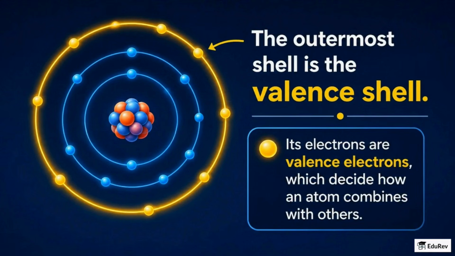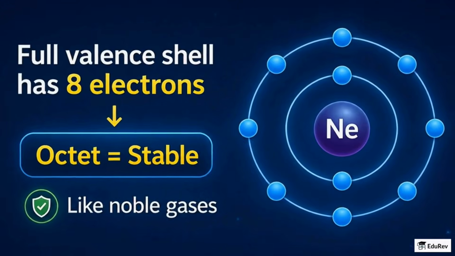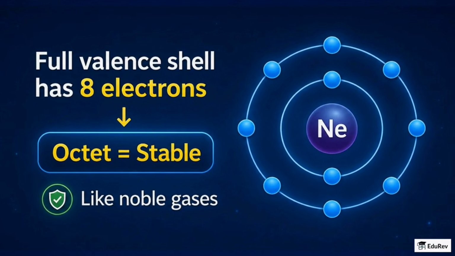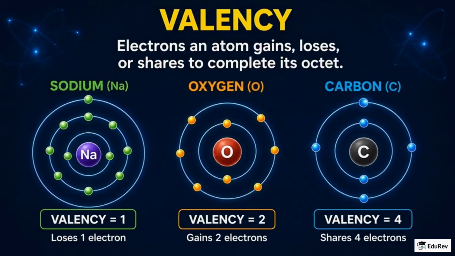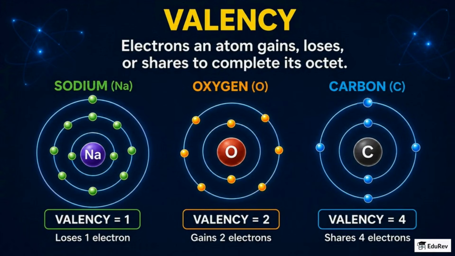The outermost shell is the valence shell, and its electrons are valence electrons, which decide how an atom combines with others. If the valence shell has 8 electrons, it is an octet, and the atom is usually stable, like noble gases. Valency is the number of electrons an atom gains, loses, or shares to complete its octet. For example, sodium has valency 1, oxygen valency 2, carbon valency 4.